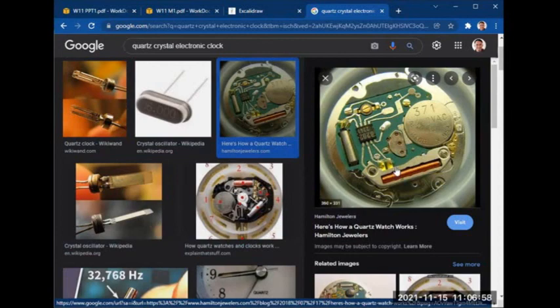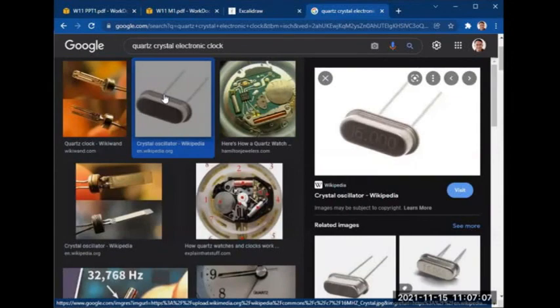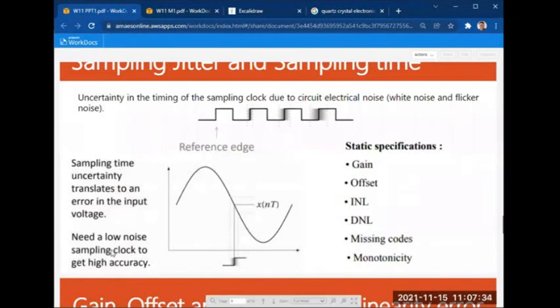Not really sure. Or yeah, this is the quartz crystal, I think. So there. Okay. This is fairly accurate. Very accurate. This is the most commonly used clock in electronic devices. This is not really that expensive and is very accurate for its price. The crystal oscillator, or quartz crystal oscillator. Okay, so that's it. That is a good example of a low noise sampling clock with high accuracy.